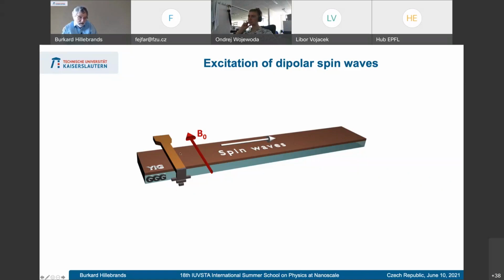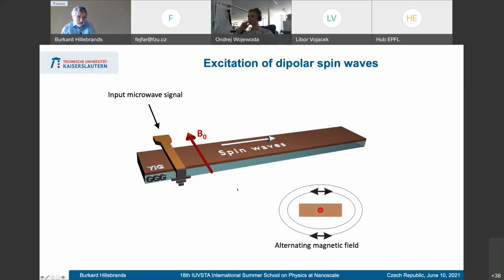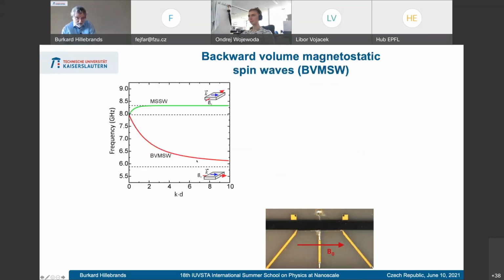What you can do is put a little wire across such a waveguide, and then you can connect the wire to a microwave generator. So you have a microwave current, and if you have a current through the wire, you know what happens. You generate Ørsted fields. If this is a microwave current, the Ørsted fields are oscillating, and this oscillating magnetic field makes a torque on the magnetic moments in the YIG film, and in this way you can generate a spin wave. And I can just show you how it works.